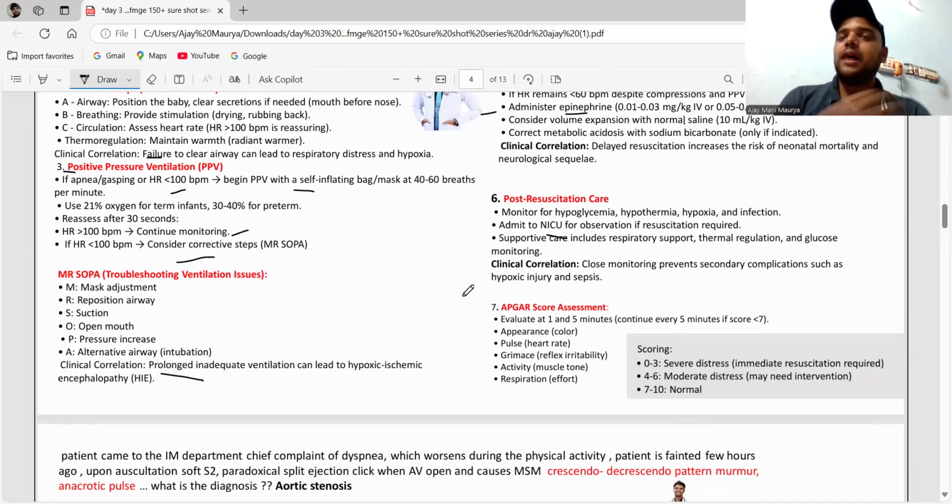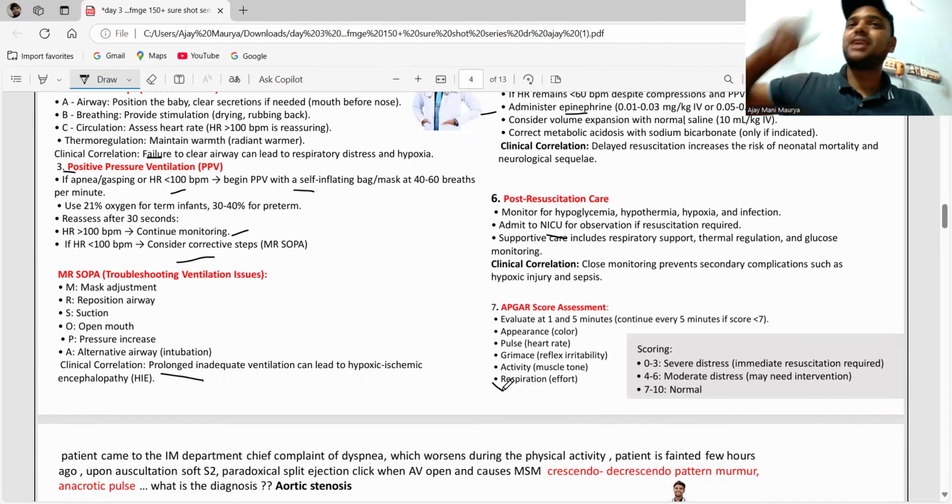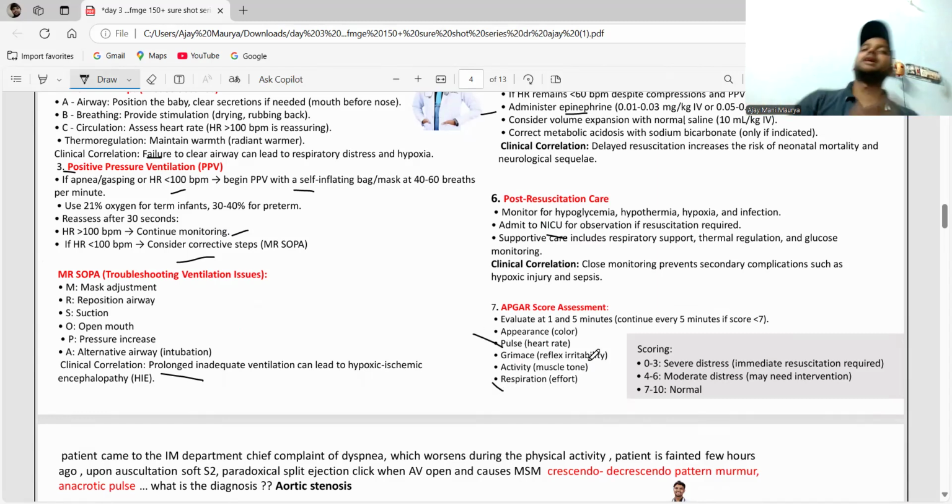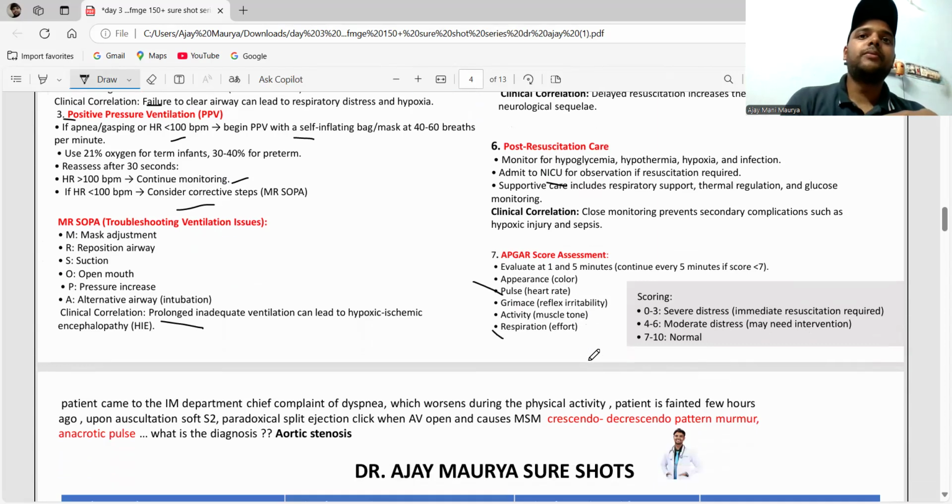Next one, you have to do the APGAR score. I think everyone knows about the APGAR. A means what? Appearance, or the color, P pulse, G grimace, A activity, R respiration. Remember, this is not the respiratory rate. This is respiration, whether the respiration is regular or irregular. The most important parameter is the pulse. I will let you know about the Apgar in the upcoming lectures.